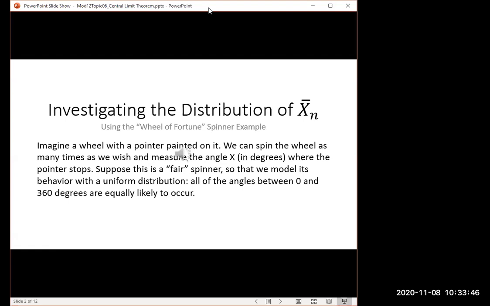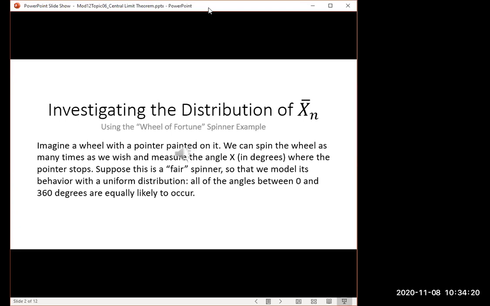But we're just going to look at this example with like a wheel of fortune spinner where you click this spinner and it spins around and around and comes to stop at a particular angle, x, between 0 and 360 degrees. And we're going to suppose this is a fair spinner so that all the angles are equally likely. And all the angles are possible, not just the whole numbers, but all the little fractions in between. So this is a continuous variable.